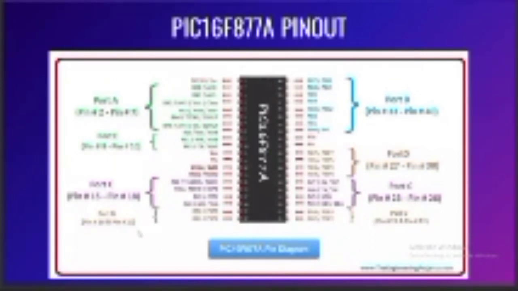The 19th pin to 20th pin and 27th pin to 30th pin come under port D, and the 21st and 22nd pins are also of port D. Those belong to port D. And coming to the last port, port E, the 8th pin to 10th pin, meaning pins 8, 9, 10, are port E pins.